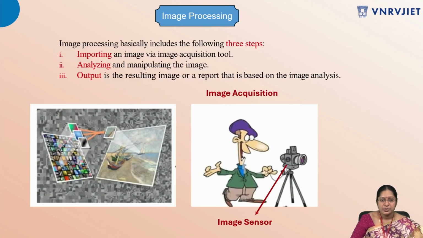Next, image processing. In image processing, we have 3 types of steps. First one is importing, importing the images via image acquisition tools. And next, analyzing and manipulating whatever images we acquire from the acquisition tool. Last one is output. It is the resulting image or report of some type of attributes from the image analysis which we got.